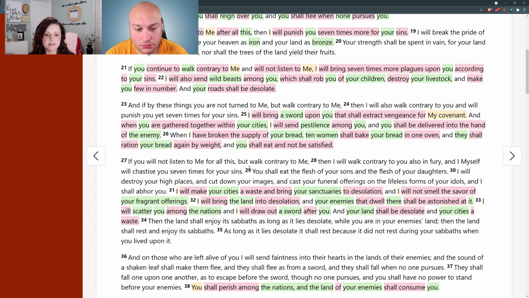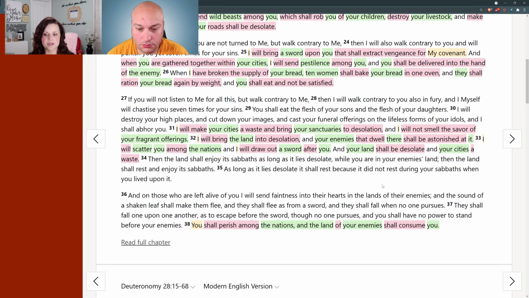If you will not listen to me for all this, but walk contrary to me, then I will walk contrary to you also in fury, and I myself will chastise you 7 times for your sins. You shall eat the flesh of your sons and the flesh of your daughters. I will destroy your high places and cut down your images and cast your funeral offerings on the lifeless forms of your idols. I shall abhor you. I will make your cities a waste and bring your sanctuaries to desolation. And I will not smell the savor of your fragrant offerings.